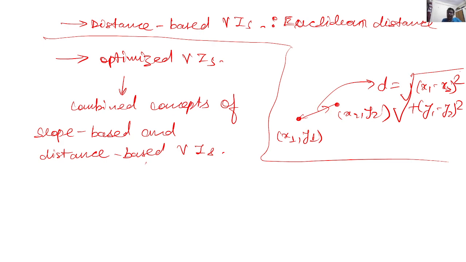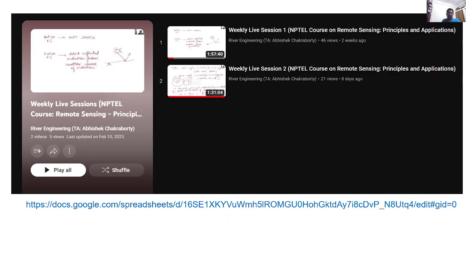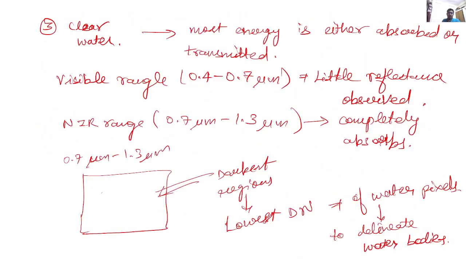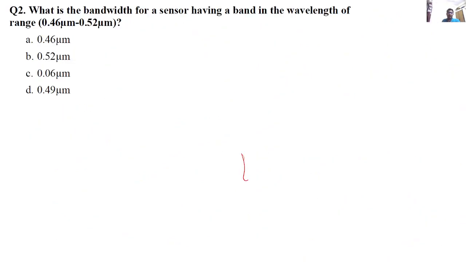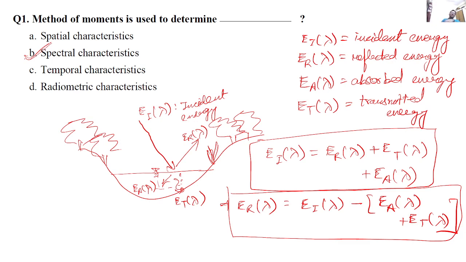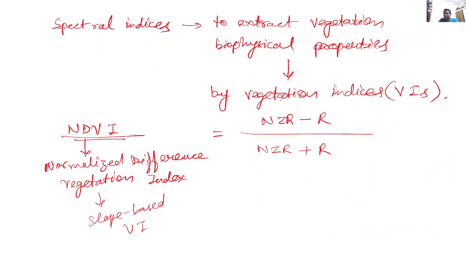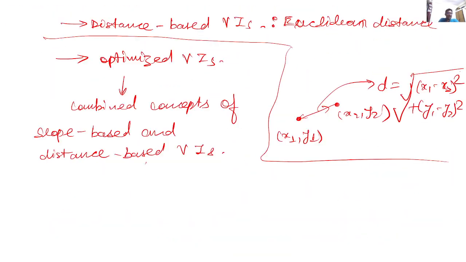But now coming to the actual question: the method of moments, or moment distance, is used to determine what? I already told the answer to be spectral characteristics, by the way. But I just wanted to give a brief about how method of moments, or moment distance relations, actually work in spectral features. So let's understand that.